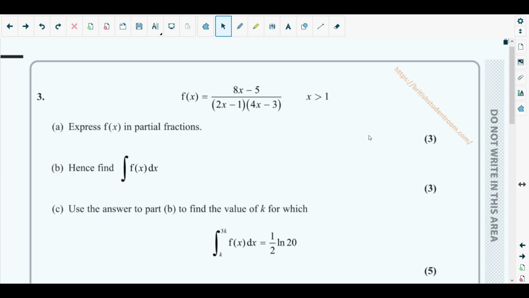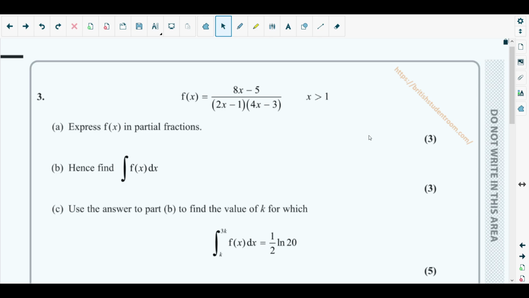So that means if you have to be able to solve question number 3, you should have a clear idea and you should have practiced questions from chapter number 6 of your P4 textbook. Okay, so let's get started.